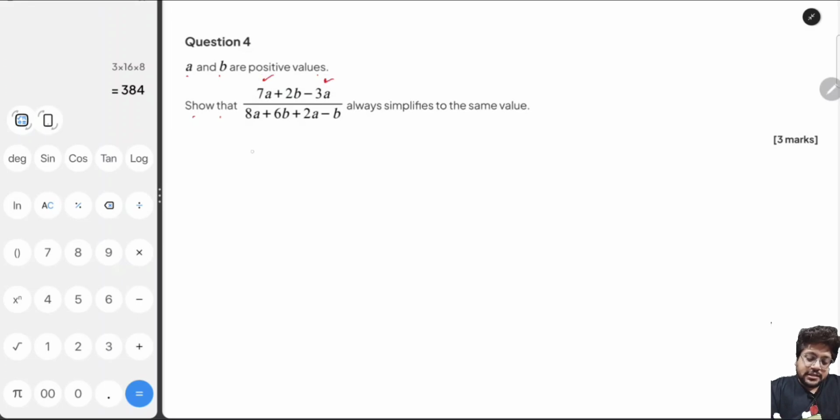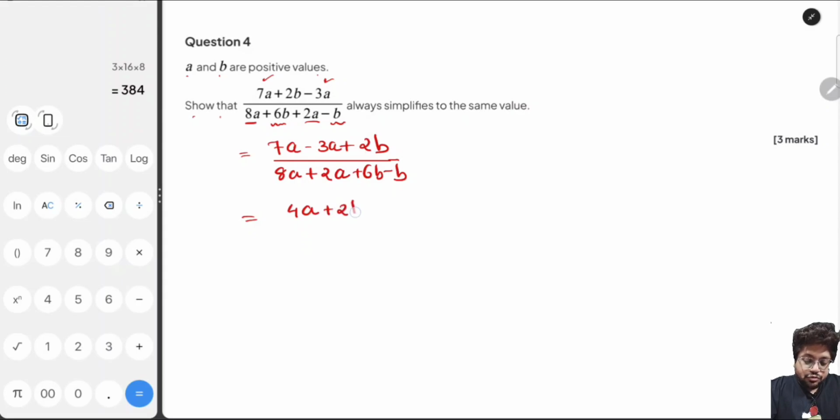7a and minus 3a are like terms, so put them together: 7a minus 3a plus 2b as it is. In the denominator 8a and 2a are like terms, so let's bring them together, 8a plus 2a, and 6b and minus b are like terms, so let's bring them together. Now 7a minus 3a simplifies to 4a plus 2b, and in the denominator 8a plus 2a is 10a and 6b minus b is 5b.